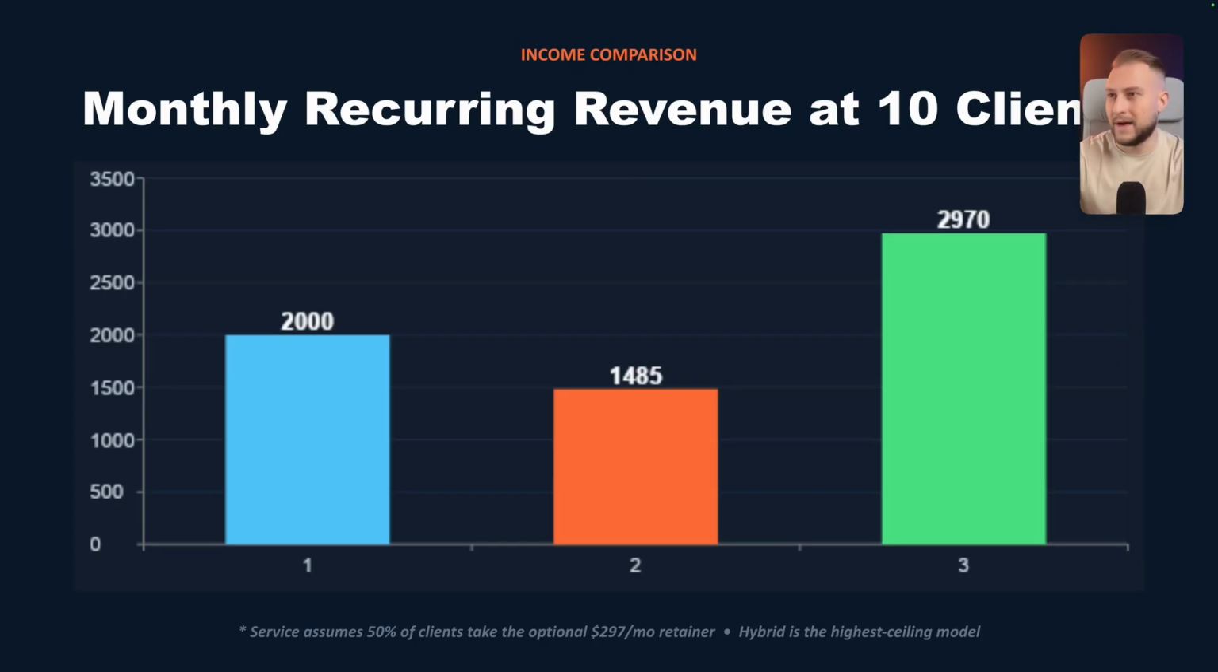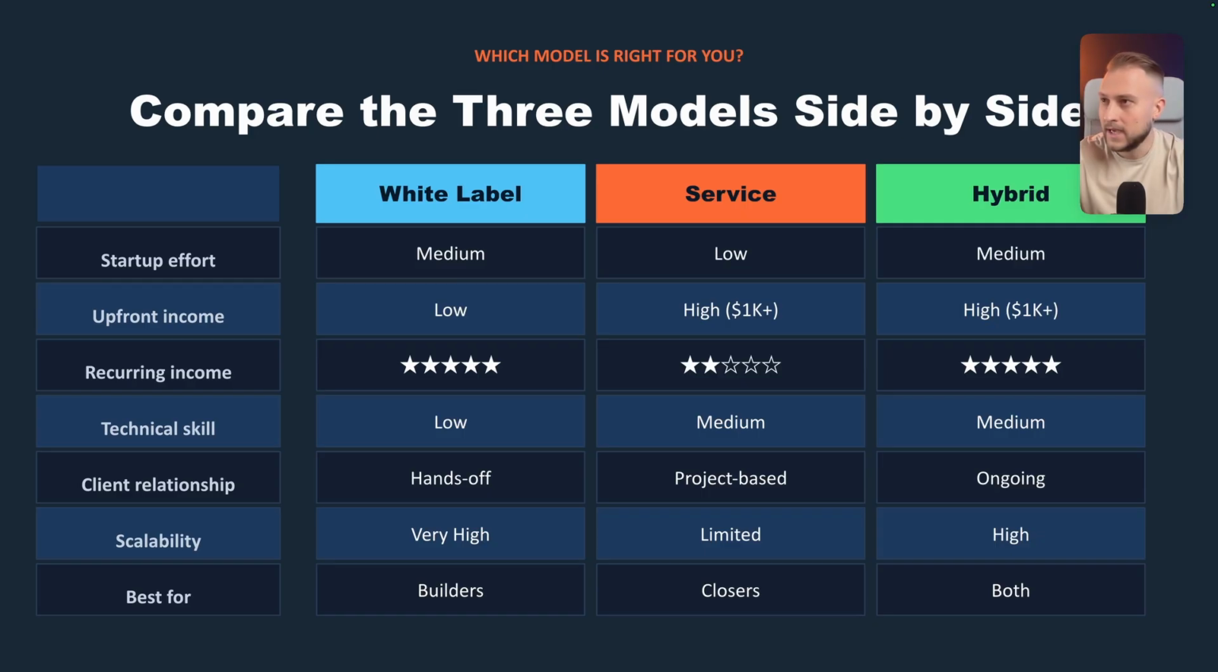So in this case, monthly recurring revenue at 10 clients can look like this based on the service. So blue is the white label, orange is the service based, and then green is a hybrid. So you can kind of see at 10 clients what's the best model. Obviously the hybrid is the best model, as you can see right here. But again, this is assuming 50% of your clients take the optional $297 a month retainer along with the first setup fee. So hybrid is definitely the highest ceiling model here. And hybrid is definitely what I would recommend, by the way.